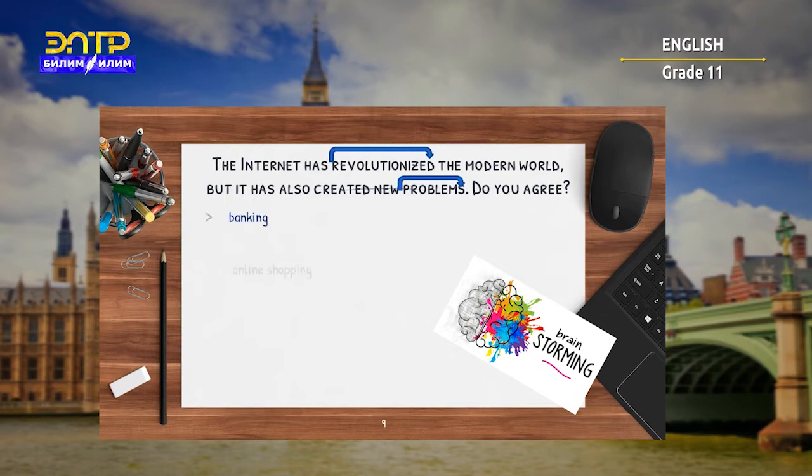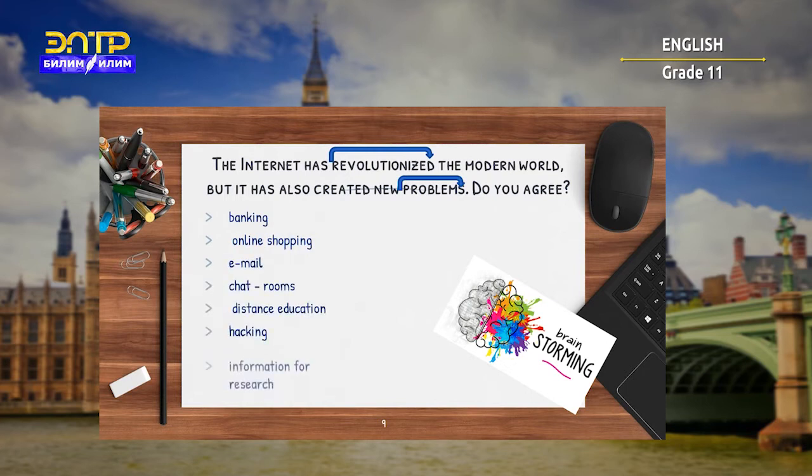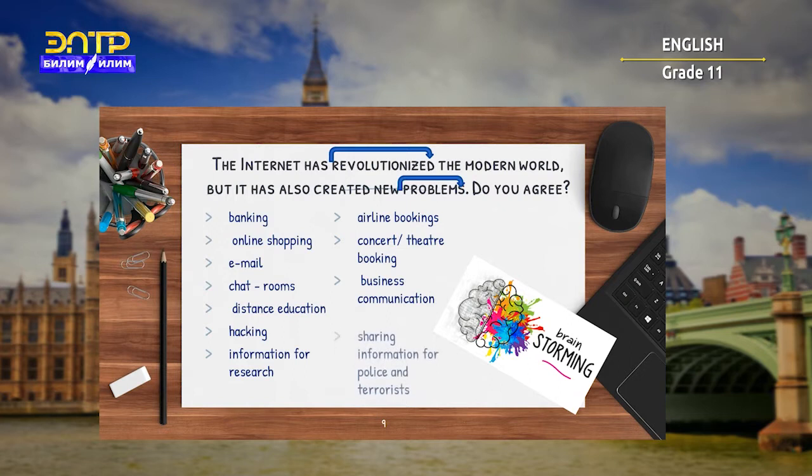Banking, online shopping, email, chat rooms, distance education, hacking, information for research, airline bookings, theater booking, business communication, sharing information for police and tourists, and viruses as well. Poor people have no access.